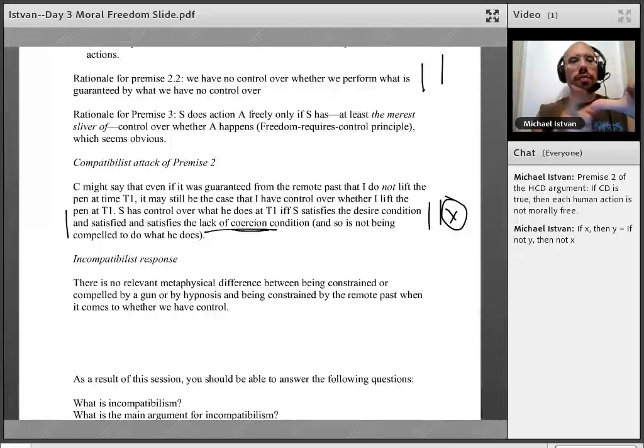There's no relevant difference between being constrained by gunpoint threat or being constrained by the remote past when it comes to whether we have control. In fact, if there's going to be any difference, we have less control. We have absolutely no control over what we do when what we do has been fixed by a past that we have absolutely no control over. The constraining, as I put it last time, by the remote past is much more inescapable than any hypnosis or gunpoint threats.